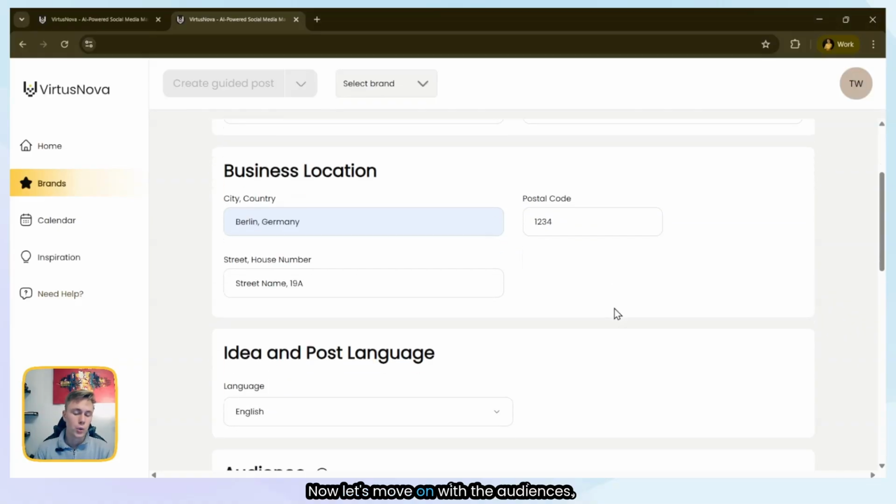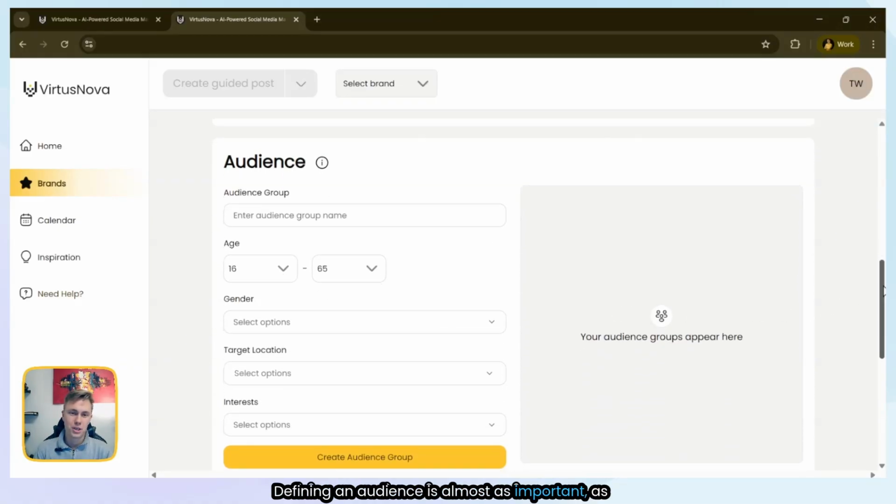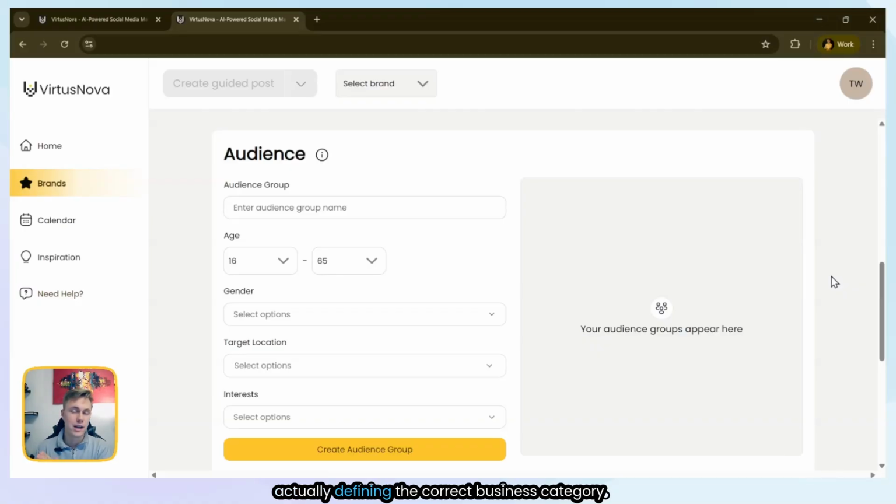Now let's move on with the audiences. Defining an audience is almost as important as defining the correct business category. Here, VirtusNova uses this in order to understand who you're actually trying to target. So look at the people that are within your restaurant. Look at the people who are purchasing your product or services that you're mainly in touch with and describe them. Describe them here by giving them an overall audience group name so that you are able to recognize them later down the line.